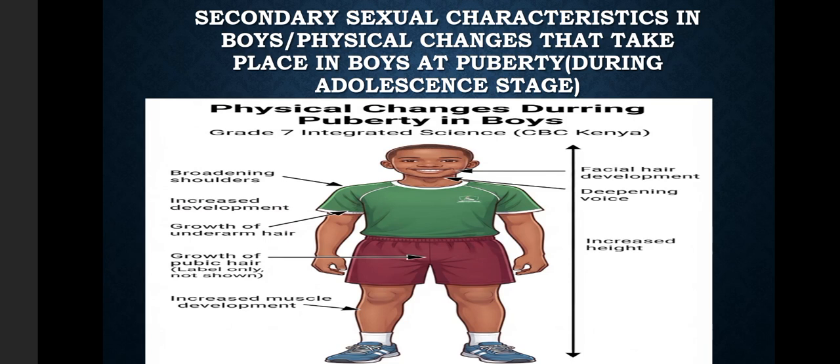Below there, we have the growth of hair in the pubic area. Then if you make an observation on the legs of that particular young man, we are seeing that we have some muscles that have started developing there. On the far right, we have an arrow telling us that on the face of that particular boy, we have some hair that have started growing there.